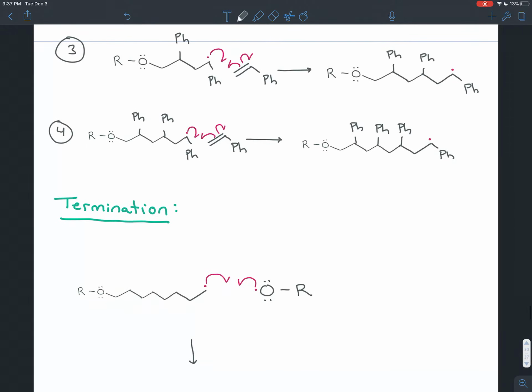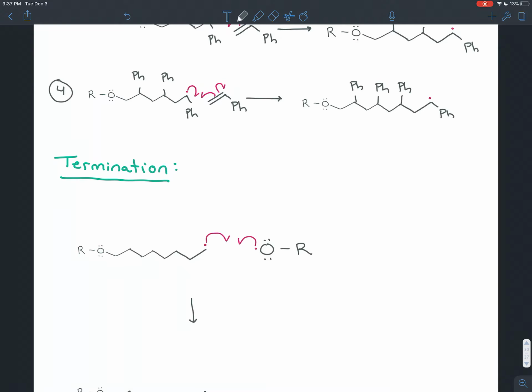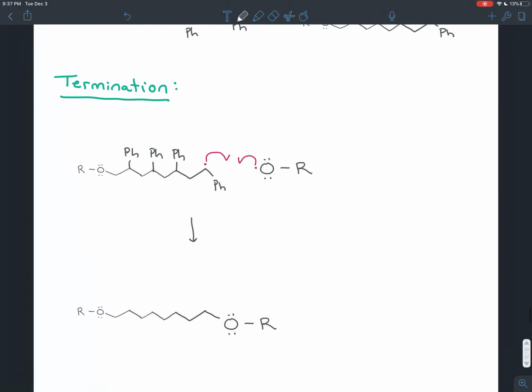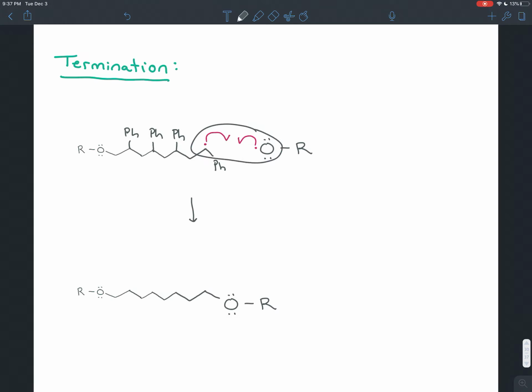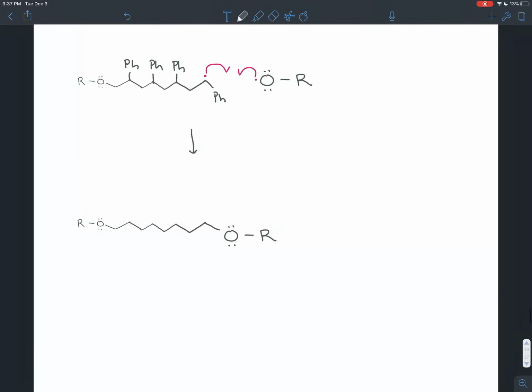Okay, and the termination step is basically the same too. We just have to fill in these phenyl rings, benzene rings that are acting as branches. The radical pairs up with one of the peroxide radicals at the very end to give you your final product.